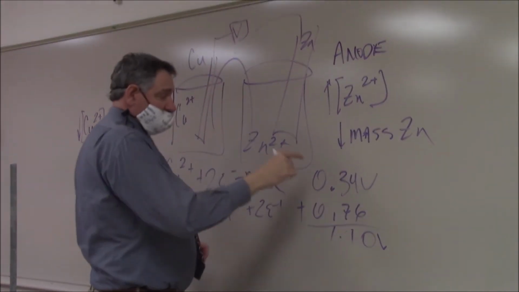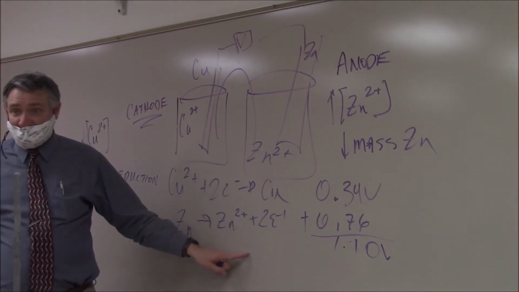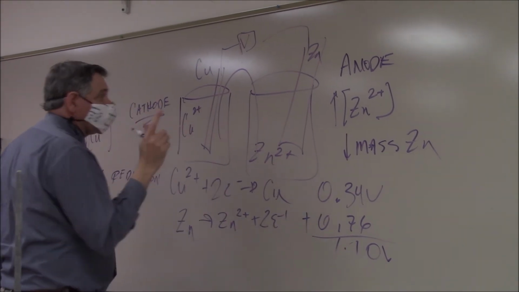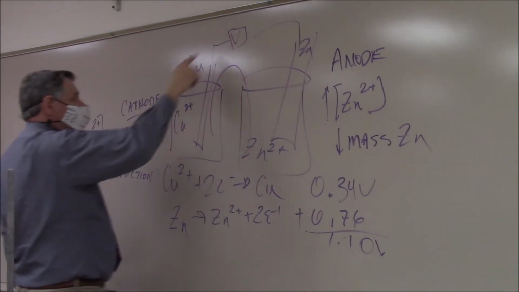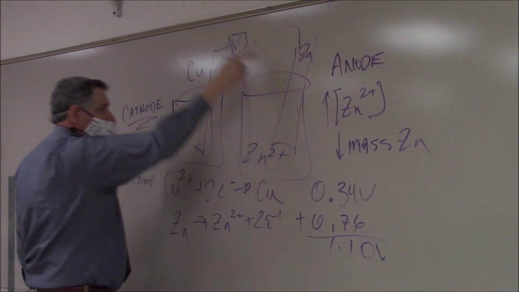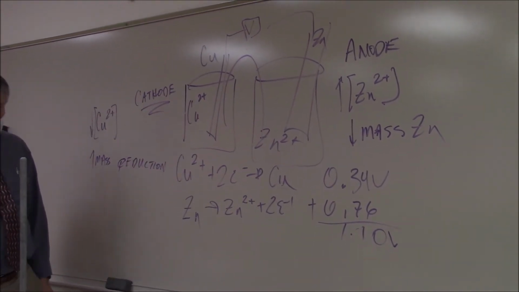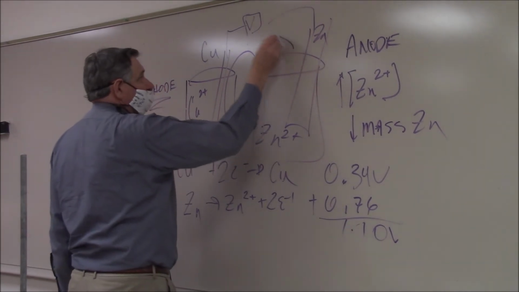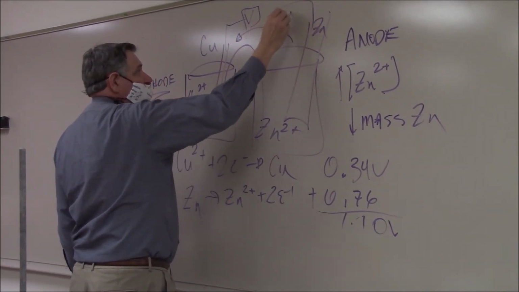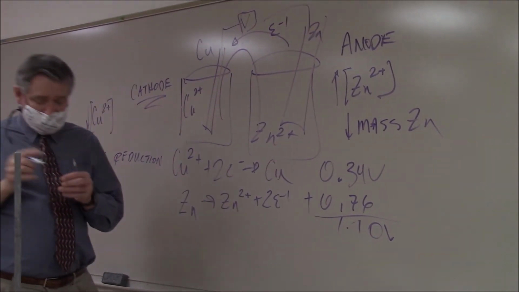Because this is where oxidation is taking place, right? So are the electrons moving from the anode to the cathode, or from the cathode to the anode? Anode to the cathode. Beautiful. So my electrons are moving in this direction, because here's what's happening.